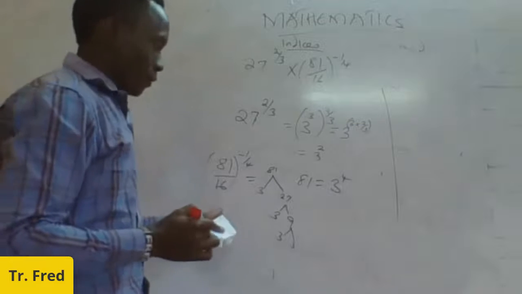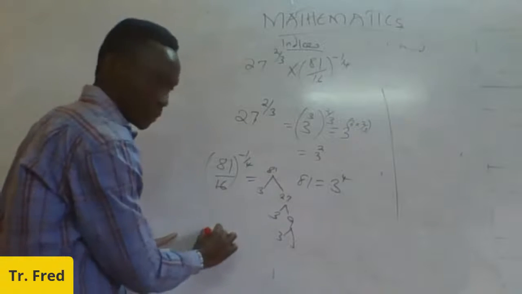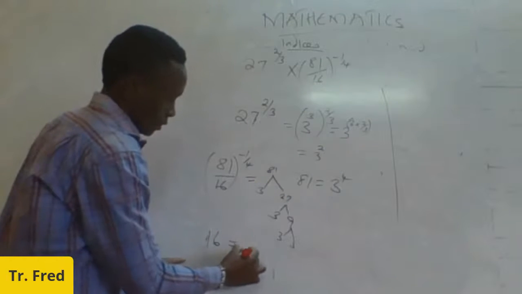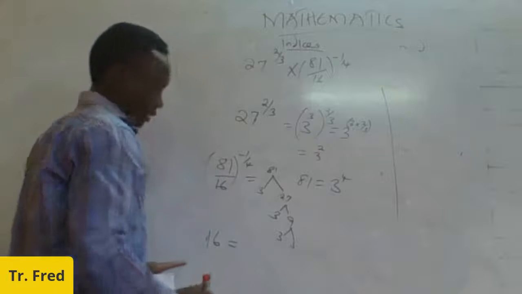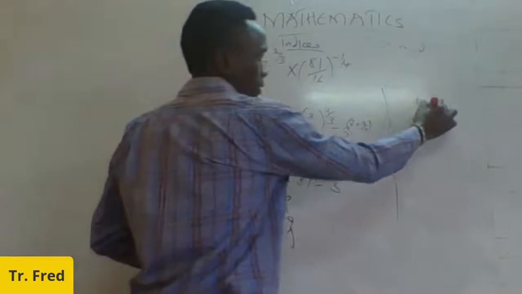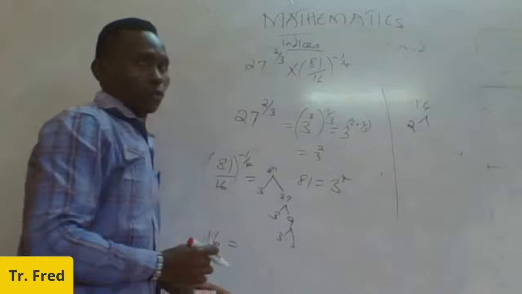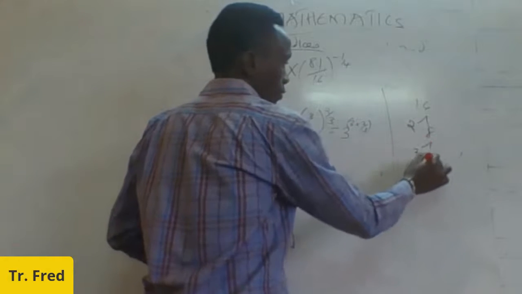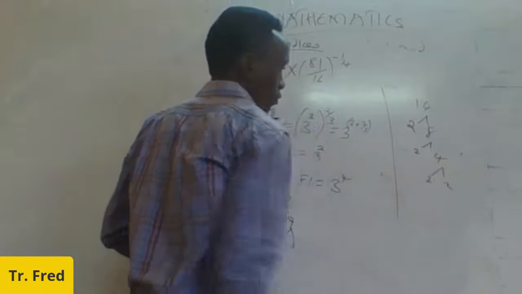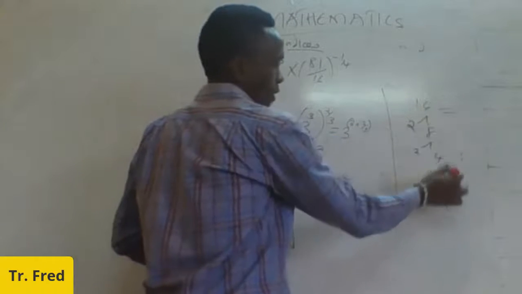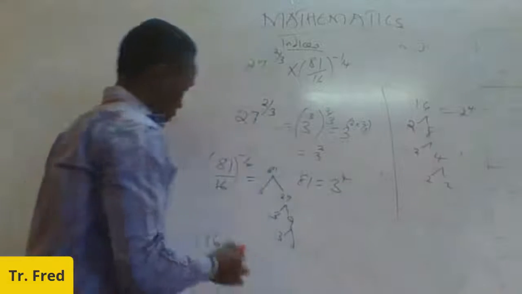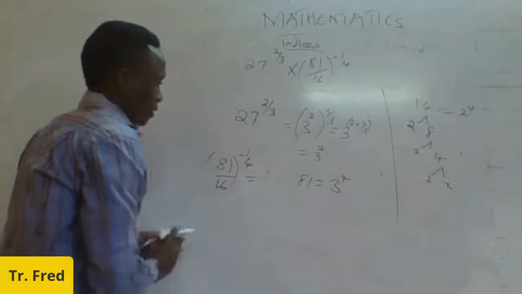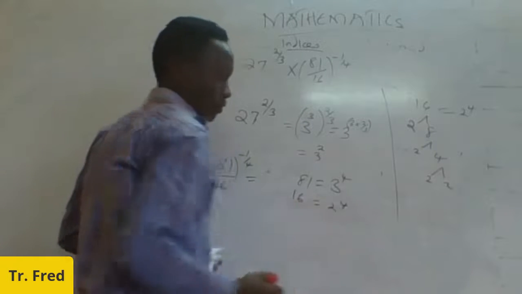Now 81 is 3 power 4, and the other one is 16. By using the method of prime factorization, the lowest prime number is 2. Then 16 divided by 2 gets 8, and 2 because of 4, then the other one will be 2 because of 2. Therefore, 16 is simply 2 power 4.